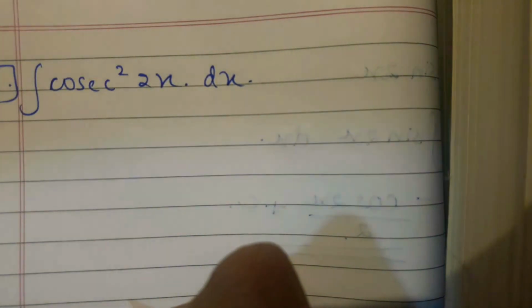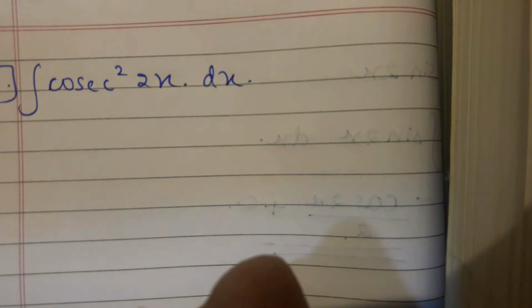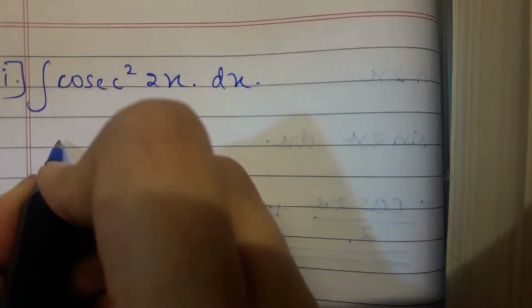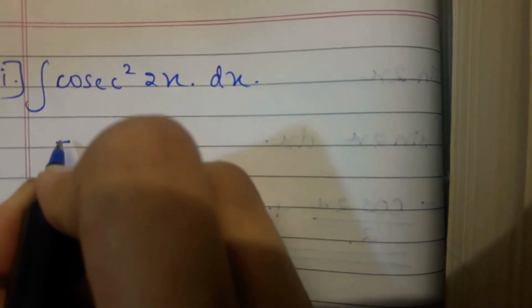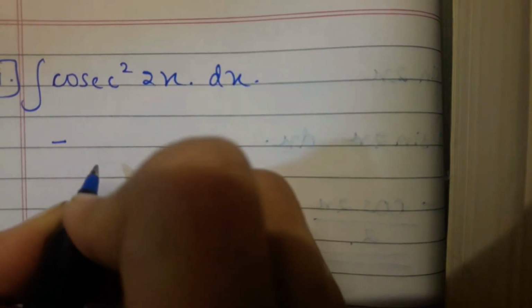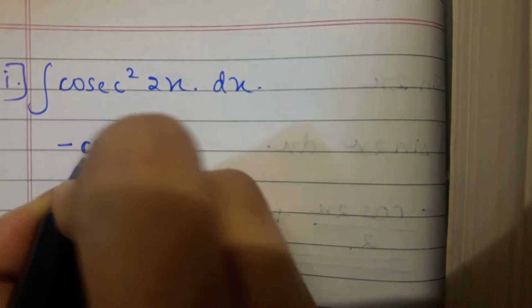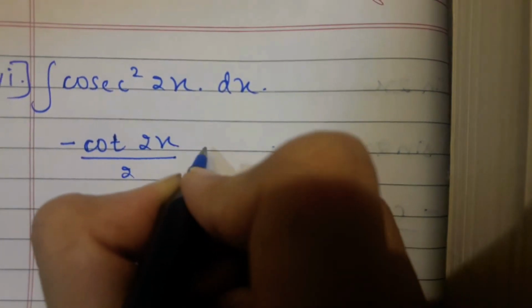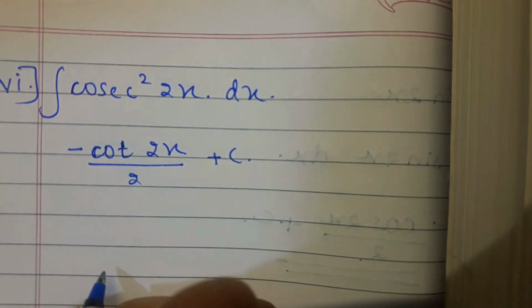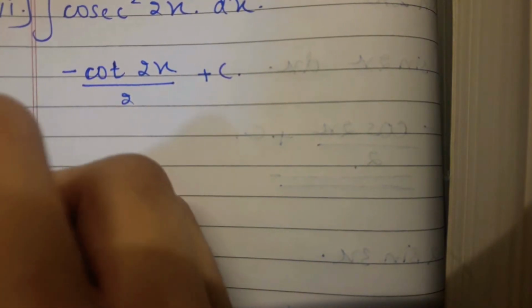Now we know that the differentiation of cot x is minus cosec square x, which is why we would have to add minus to the answer so that minus and minus cancel each other out. The answer would then become minus cot 2x and the denominator would have a 2 in it and plus c. The seventh question.